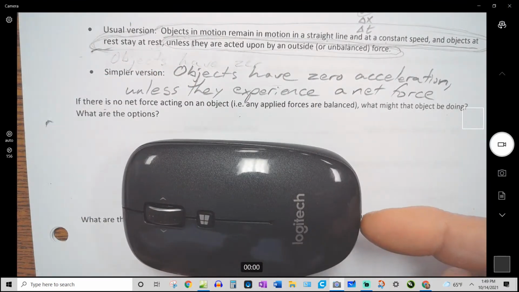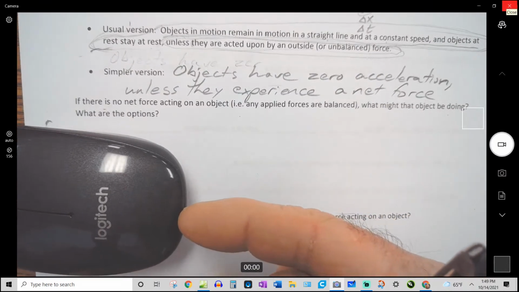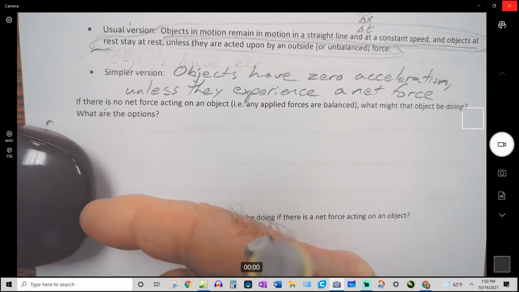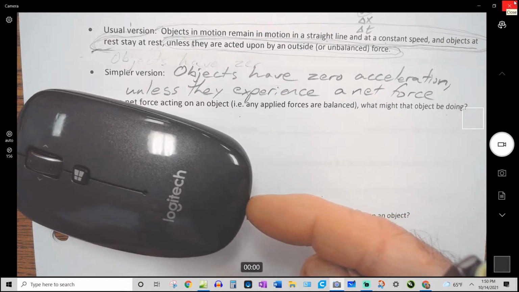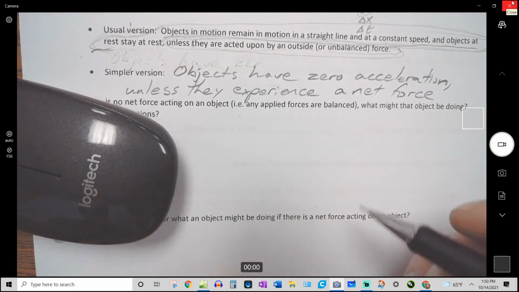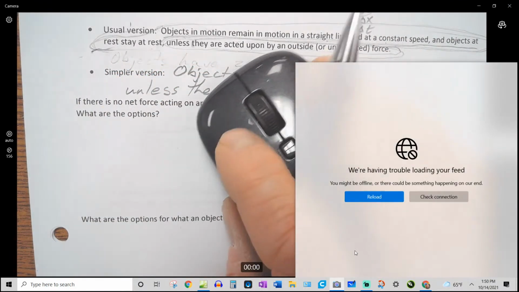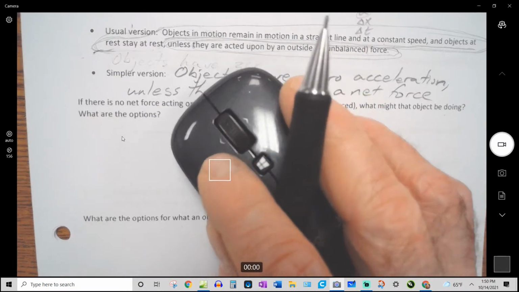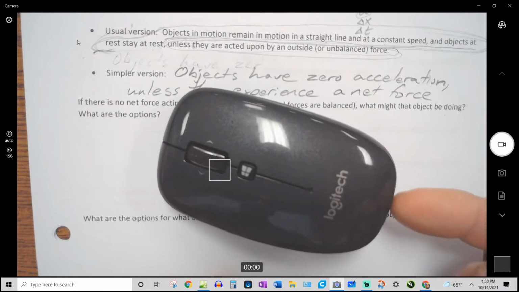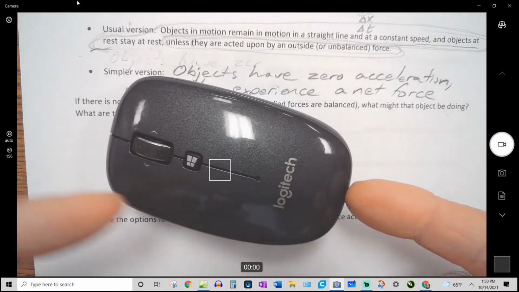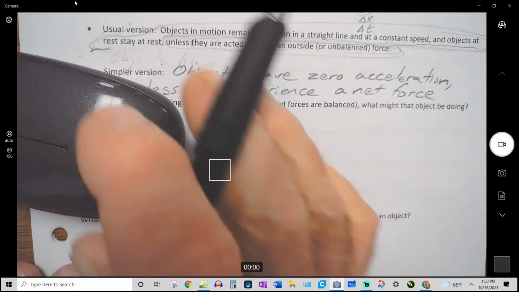Now, if I push it at a constant speed, what's the net force now? What's the acceleration if I push it at a constant speed? Zero. So if I really did push it at a constant speed in a straight line, it would have zero acceleration and there would be zero net force. Yeah, I'm pushing the mouse in strange ways. So if I push exactly as hard as friction's pushing against me, they'll balance out and there'll be zero net force, so there's no acceleration.